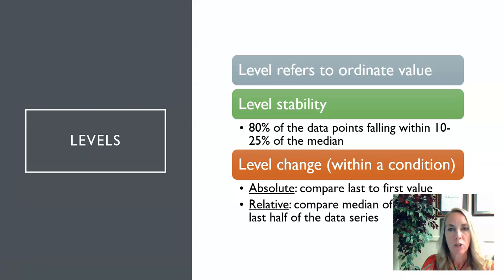We also want to look at level change. Absolute level change is essentially the difference between the first data point in the condition and the last. The relative level change is the median of the first half of the data and the median of the second half of the data. Level lines should be the median rather than the mean level, because a median level line represents the most typical performance within a condition. It's not so influenced by one or two measures that fall far outside of the range of the remaining measures.